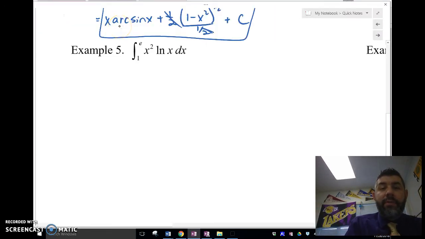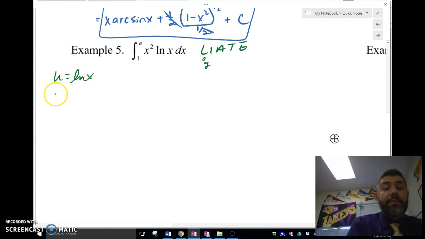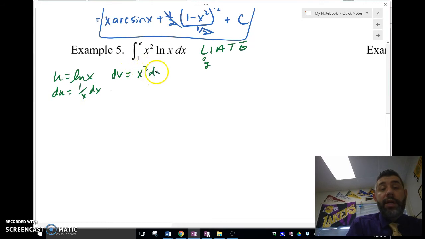All right, so we've got x squared ln x. LIATE, right? What's coming first, though? What should u be in this case? You think it might be x squared, but remember, logs are the first thing you're going to use for your u. So u in this case is ln x, which makes du 1 over x dx. So dv is going to be x squared dx, and v is going to be 1/3 x cubed.